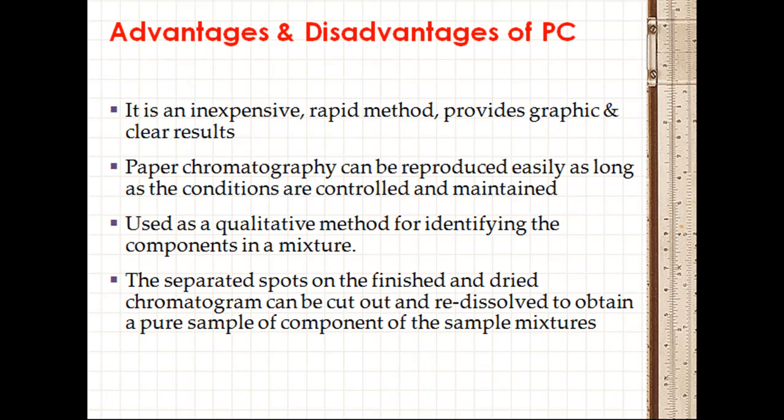Advantages and disadvantages of paper chromatography: it is an inexpensive, rapid method, and provides graphic and clear results. Paper chromatography can be reproduced easily as long as the conditions are controlled and maintained. Used as a qualitative method for identifying the components in a mixture, the separated spots on the finished and dried chromatogram can be cut out and redissolved to obtain a pure sample of a component of the sample mixture.